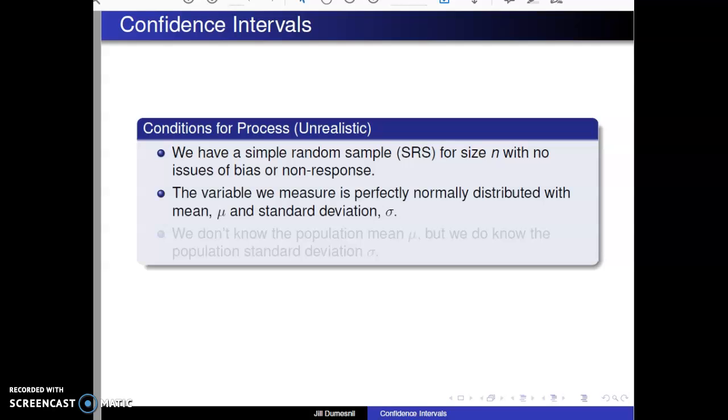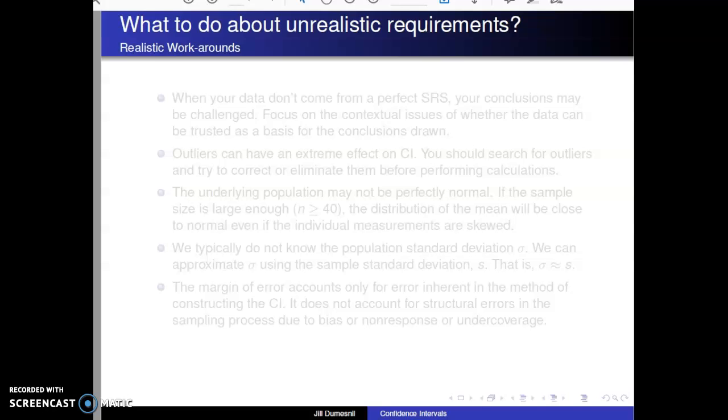Next, the variable we measure is perfectly normally distributed with a mean mu and a standard deviation of sigma. Finally, although we do not know the population mean mu, we do know the population standard deviation sigma. This condition is hardly ever satisfied in practice. So what do we do about these unrealistic requirements?